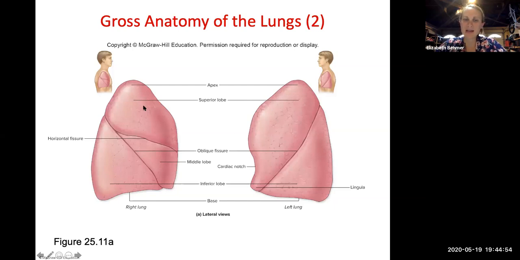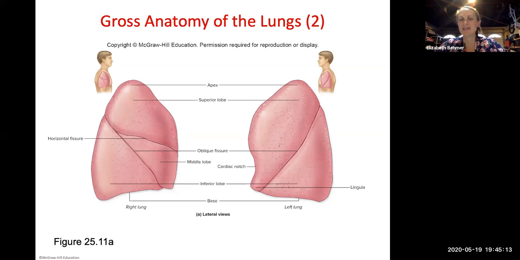Here's your right lung. It has a superior, middle, and inferior lobe. The left lung just has a superior and inferior lobe. And it has this little space here called the cardiac notch. So your left lung is much smaller because it allows for space for your heart.